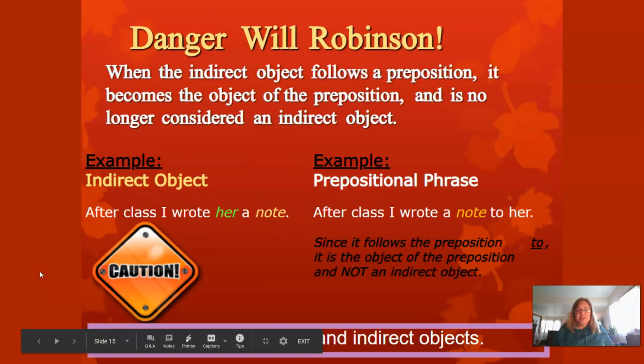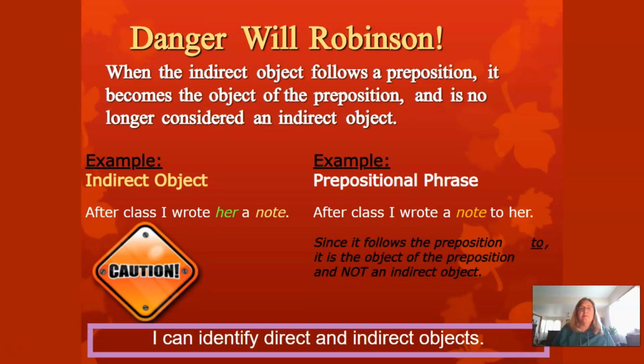So, that's what this is trying to tell us, okay? When an indirect object is in a preposition, it becomes the object of the preposition and not an indirect object. So in the first example, after class, I wrote her a note. What did I write? I wrote a note. Who did I write it for? Her.